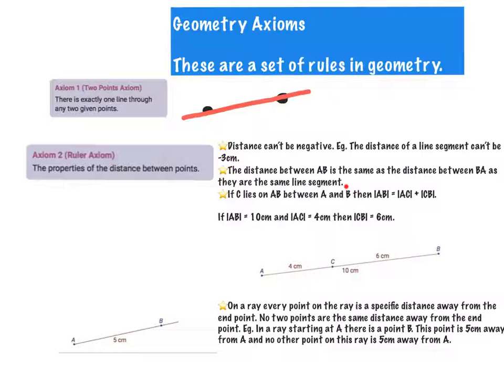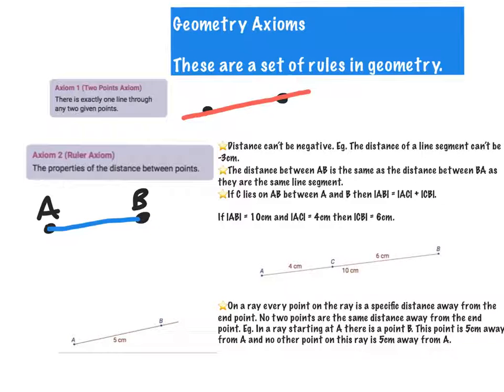line segment, okay? So basically, if we had a nice line segment here, so we'll say this is A, this is B, okay, there's our line segment, and the distance from A to B is going to be the same as the distance from B to A, okay, because they're the same line segment. Then, the third point here, if C lies on AB, in between A and B, then the distance of AB is equal to the distance of AC plus the distance of CB.